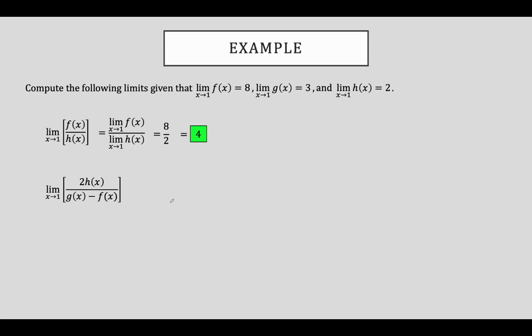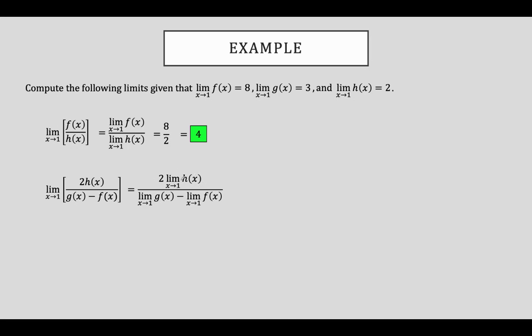Well, separating this into all of the individual limits, we end up with 2 times the limit of h of x as x approaches 1, divided by the limit of g of x as x approaches 1, minus the limit of f of x as x approaches 1. So we're basically just taking the limit of all of the individual parts. And here with this 2, we pulled that constant multiple outside of the limit.